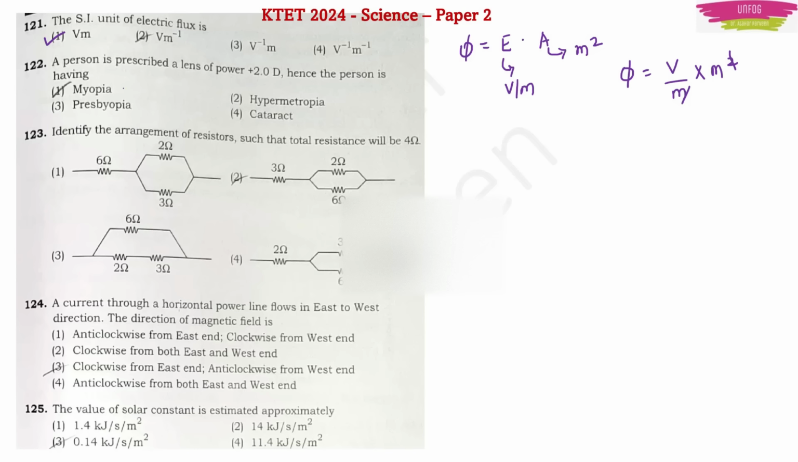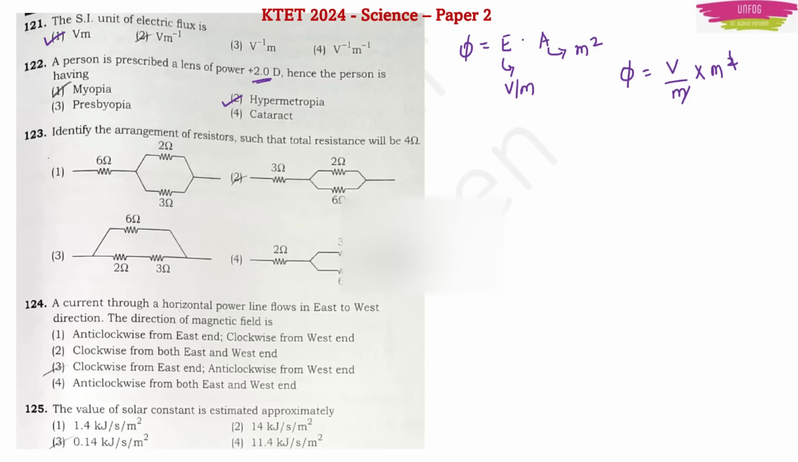Next question. A person is prescribed a lens of power plus 2.0 D, hence the person is having... so it is plus 2D, so the person will be having hypermetropia.